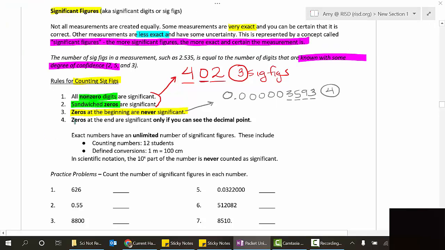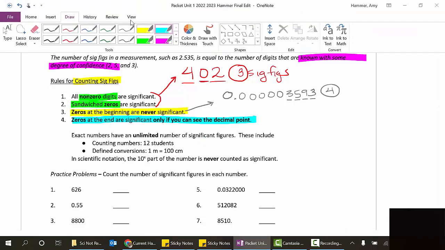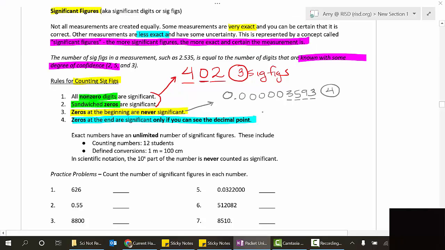Number 4, again, if you take it literally, is not too bad. Zeros at the end of a number are significant only if you can see the decimal. So I literally mean, can you see it with your eyes? If you can, it counts. If not, it doesn't count. So an example of, here we go, rule number 4.